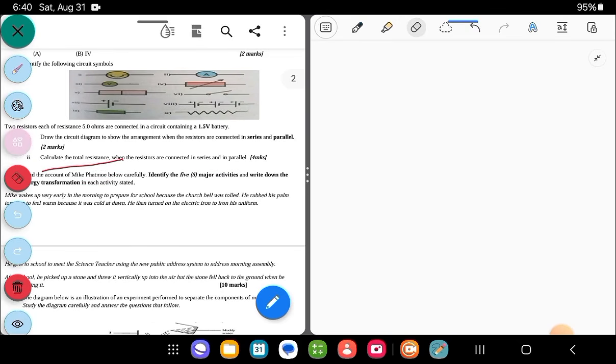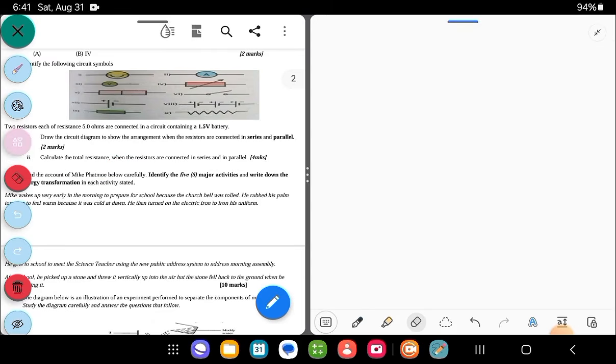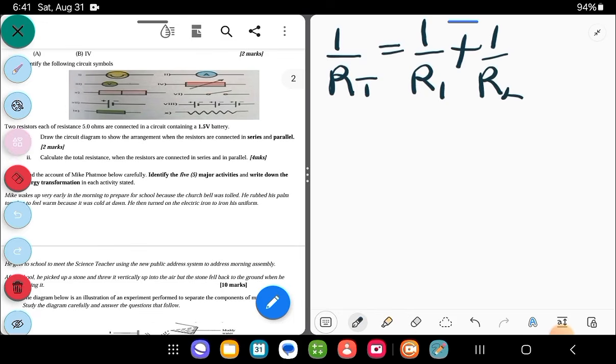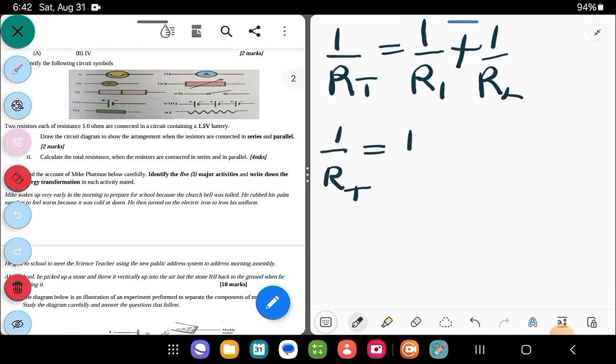calculate the total resistance for the parallel connection. So in order to calculate the total resistance for parallel connection, this is the formula you use. 1 over RT equals 1 over R1 plus 1 over R2. And the resistances are 5.0. So it's going to be 1 over RT equals 1 over 5 plus 1 over 5. So we are going to get 2 over 5.